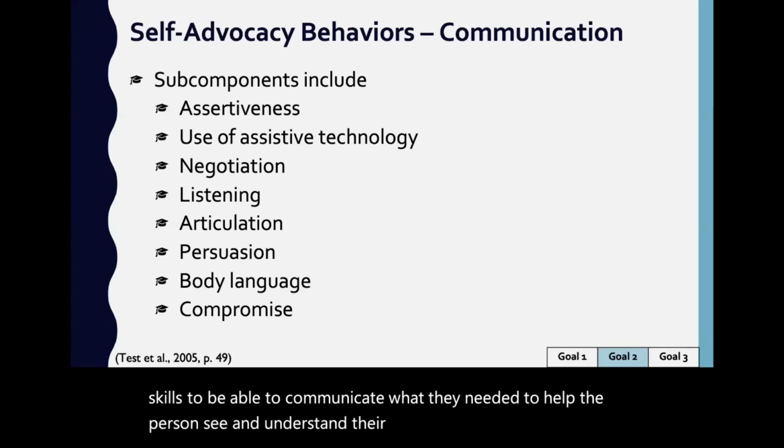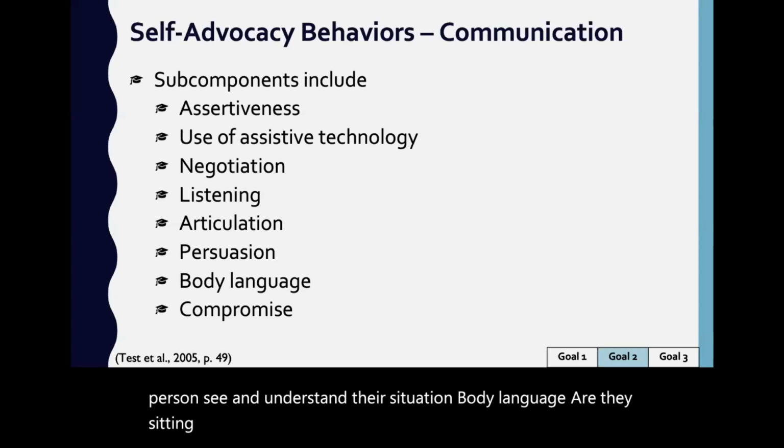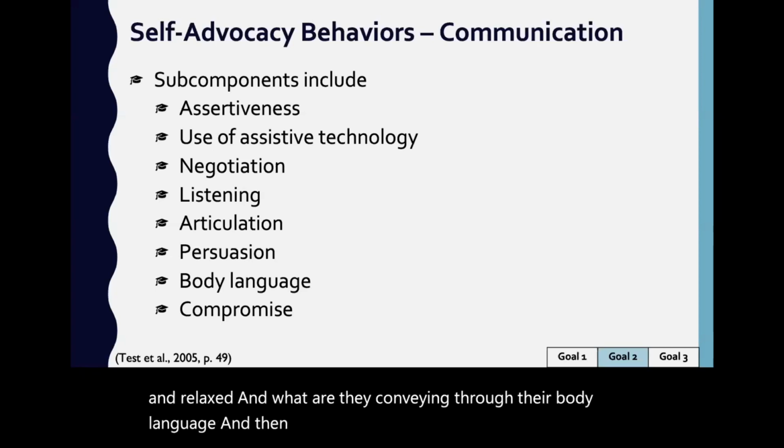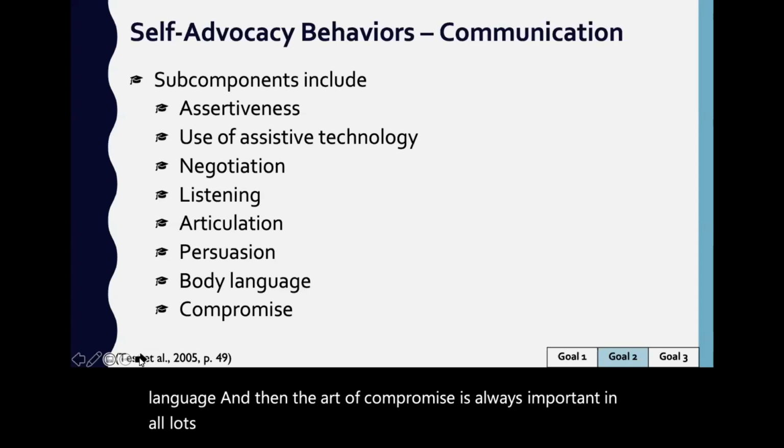Body language. Are they sitting all closed up with their arms crossed, or are they more open and relaxed? And what are they conveying through their body language? And then the art of compromise is always important in lots of situations.